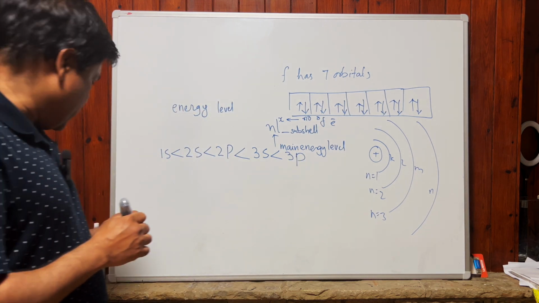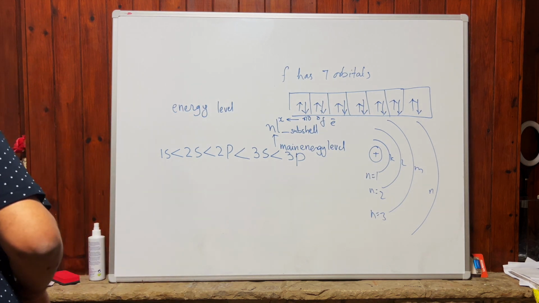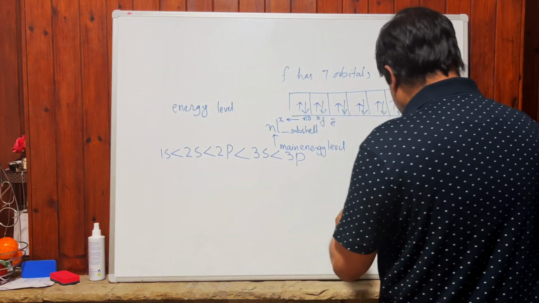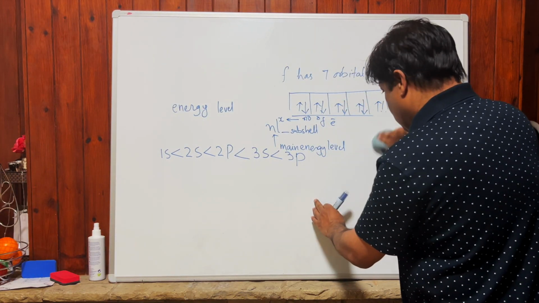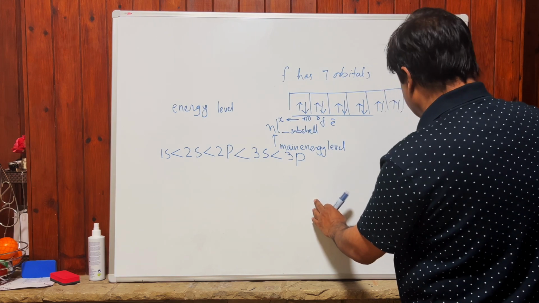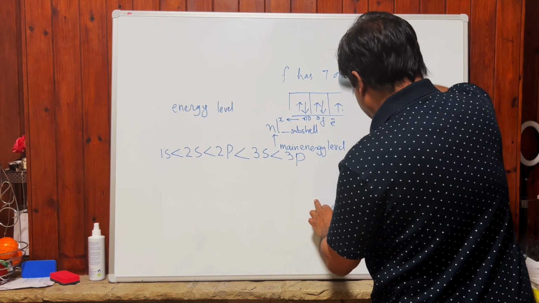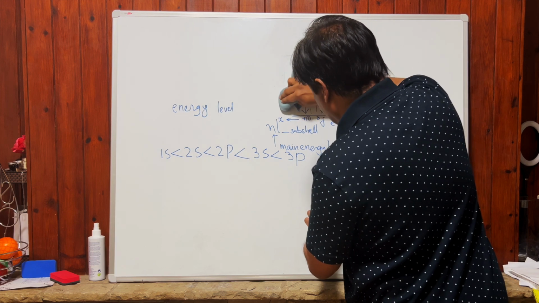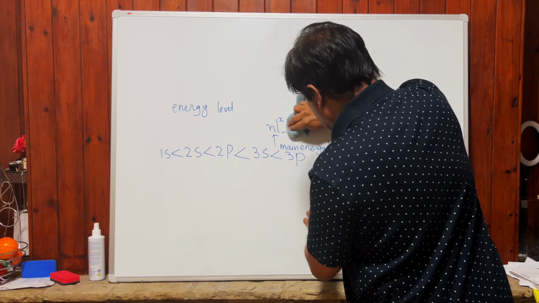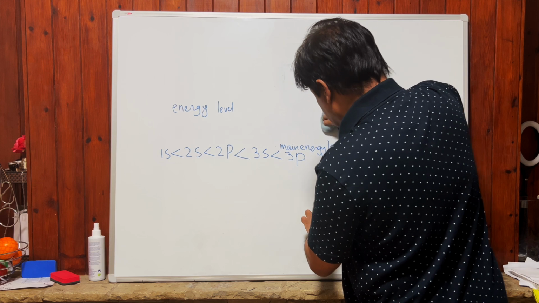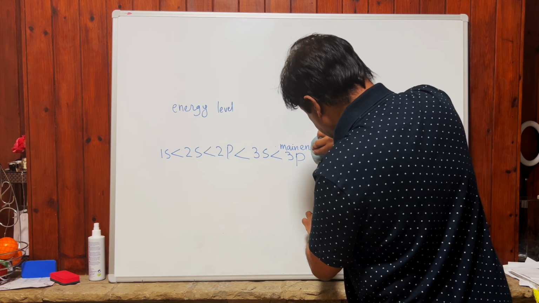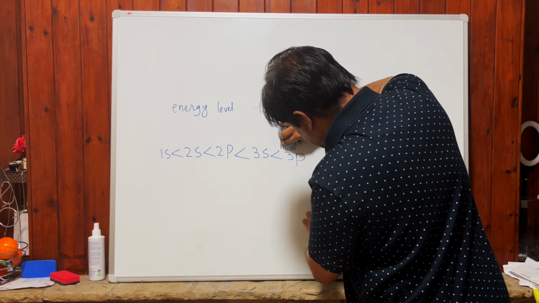What is next? Can anyone guess what is next? 3s, then 3p. Now look at that. This energy level also filled up. We have to move to the next energy level. So this energy level is done. We started with the first one.